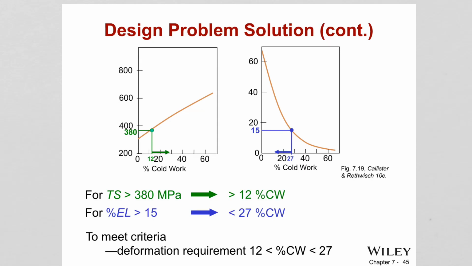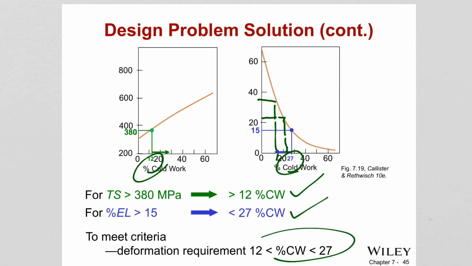Let's look then at what amount of cold work gives a 380 megapascal tensile strength. That is 12%. And to be able to get a 15% ductility, cold work should be 27% or lower, because as you go smaller, you go above 15. So the deformation criterion is that your cold work should be somewhere between 12 and 27%.